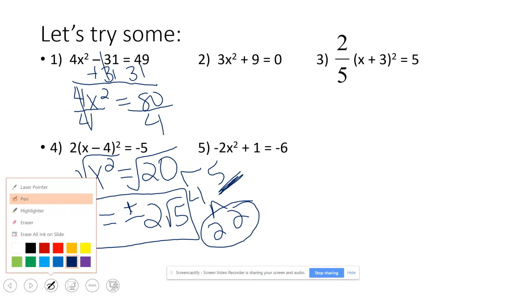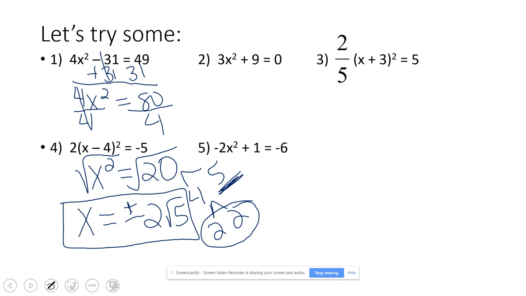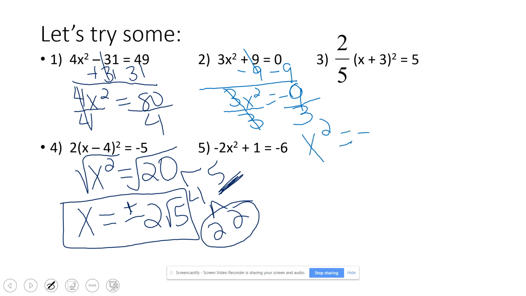Number 2. Start with subtracting the 9. We have 3x squared is equal to negative 9. Divide both sides by 3 next. Gives us x squared is equal to negative 3. Last but not least, we take our square root to do the opposite of the square.